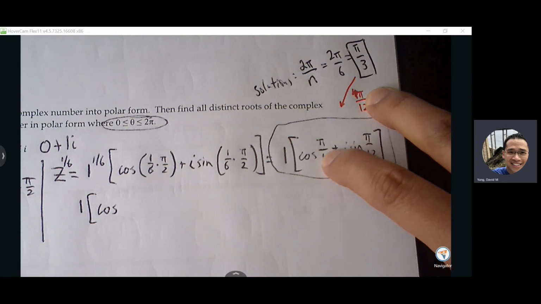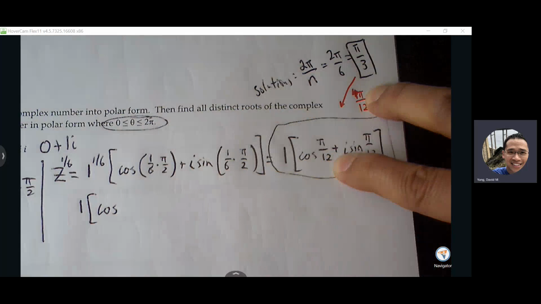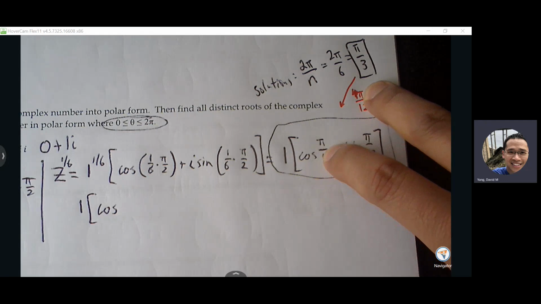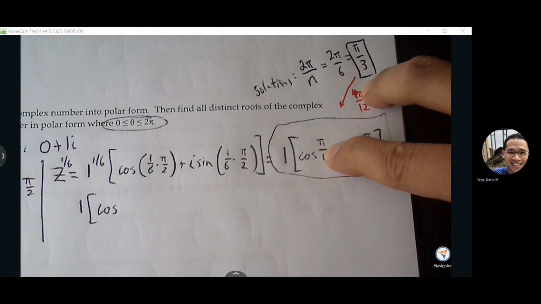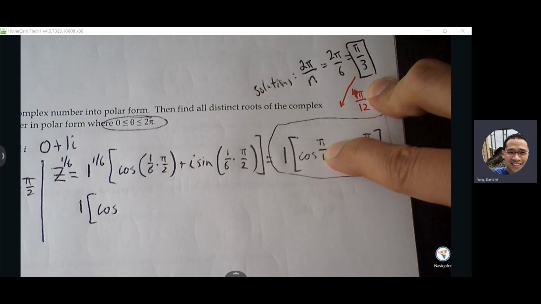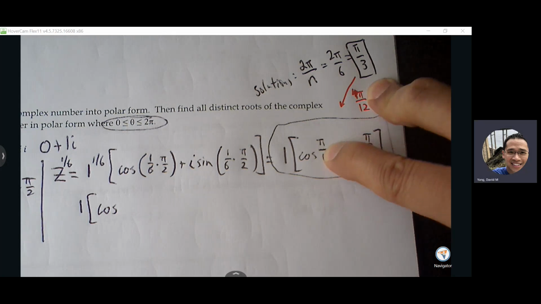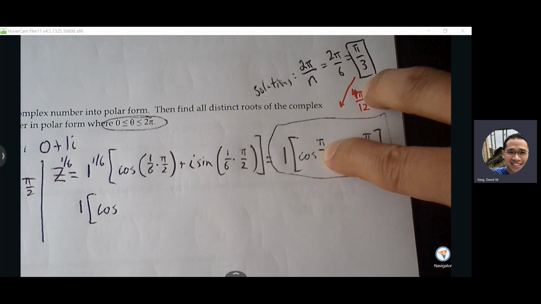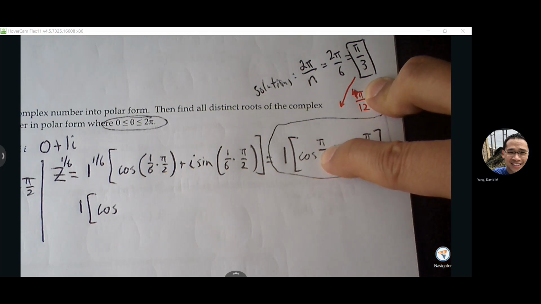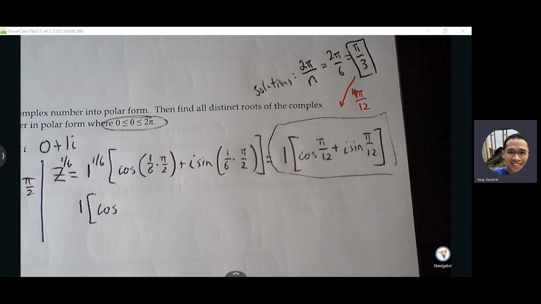So pi over 12 plus 4 pi over 12 is 5 pi over 12, that's my second solution. Plus 4 is 9 pi over 12, that's my third solution. 9 plus 4 is 13 pi over 12, that's my fourth solution. 13 plus 4 is 17 pi over 12, that's my fifth solution. And then 17 plus 4 is 21, so 21 over 12, which can reduce to 7/4.